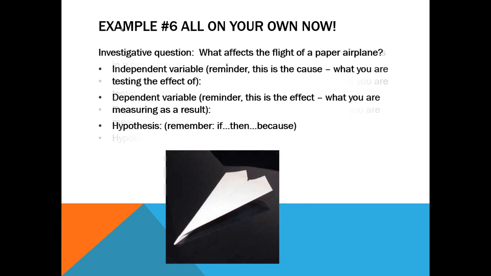The final example, again all on your own, the question says, what affects the flight of a paper airplane? Determine your independent variable. If you were testing the flight of a paper airplane, what do you think might cause it to fly further or less far? Your dependent variable, what would you measure as a result of the independent variable that you changed? And then put your hypothesis into an if, then, because statement.